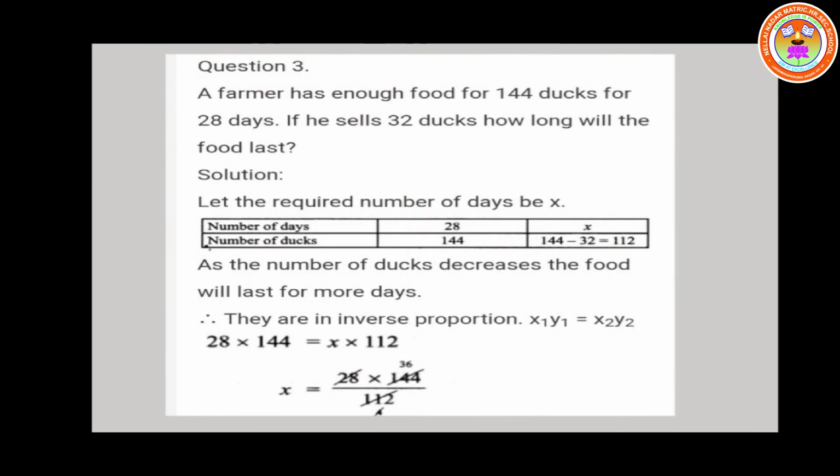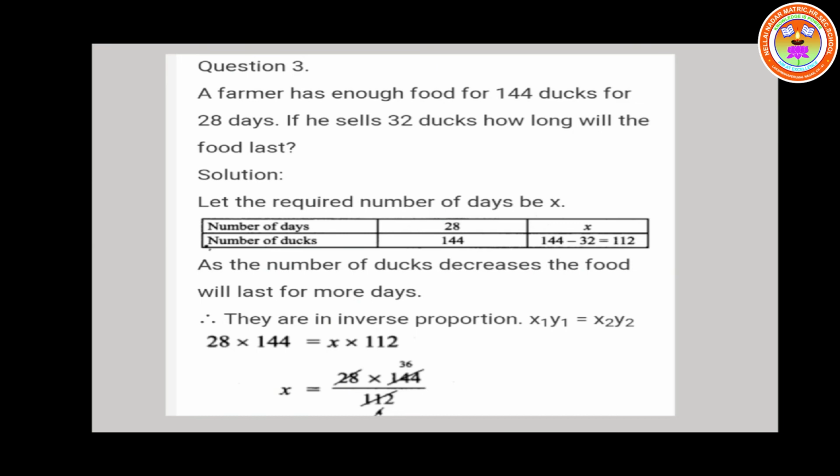Now question number 3. A farmer has enough food for 144 ducks for 28 days. If he sells 32 ducks, how long will the food last? That is what we want to find. So let the required number of days be x. With that, we are going to find the number of ducks.